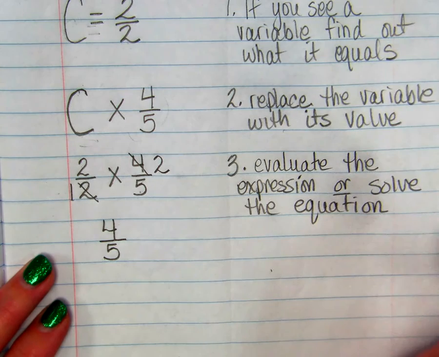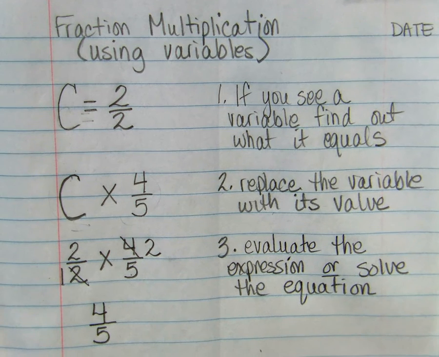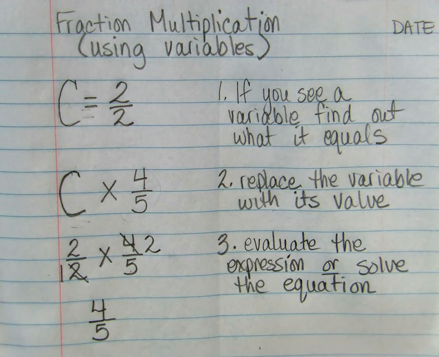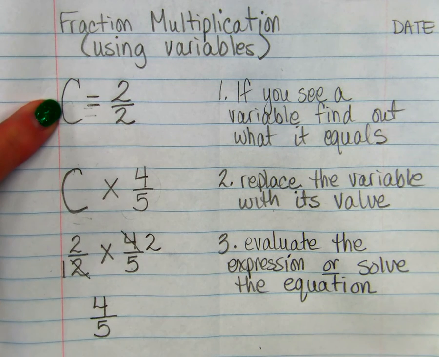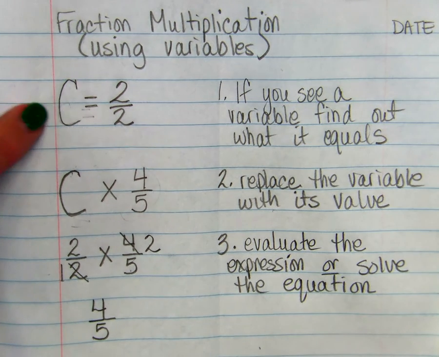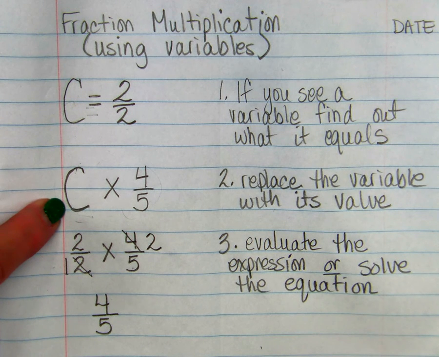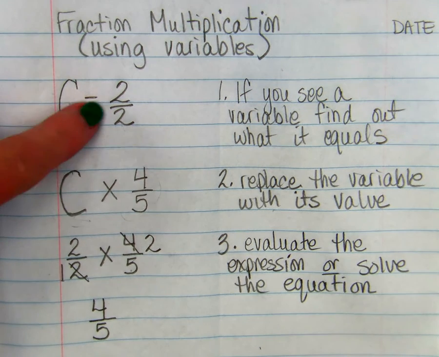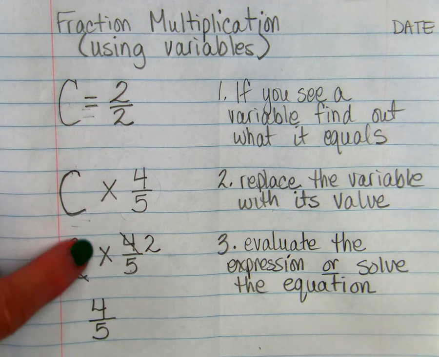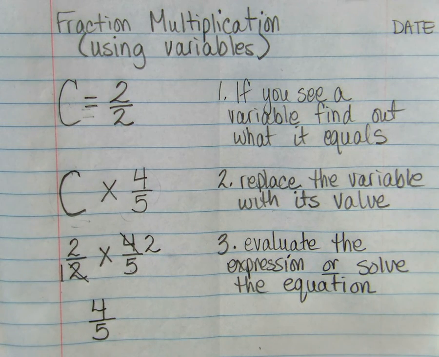Yay. So that's it, kiddos. That's how simple it is to multiply using variables. We see the variable, we find out where on the page that we are given the value of the variable. In this case, our variable is C. We want to know what the value of C is. C equals 2 halves. We go ahead and we swap out the letter for the value, and then we go ahead and evaluate or we solve the equation.